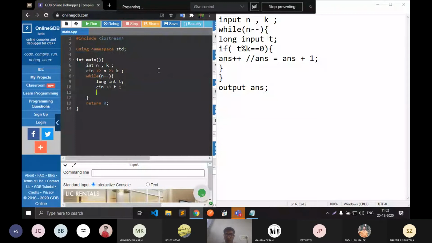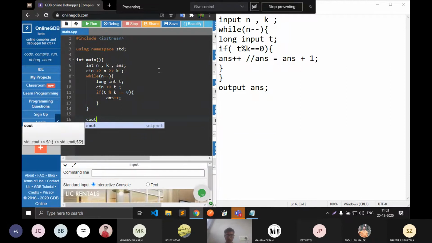Next, an if statement for checking if t is divisible by k, using modulo. If it is divisible, then answer plus plus, but we haven't defined answer. So first I define answer here. Okay, done. And at last I have to output with cout, it is answer. Okay, done.